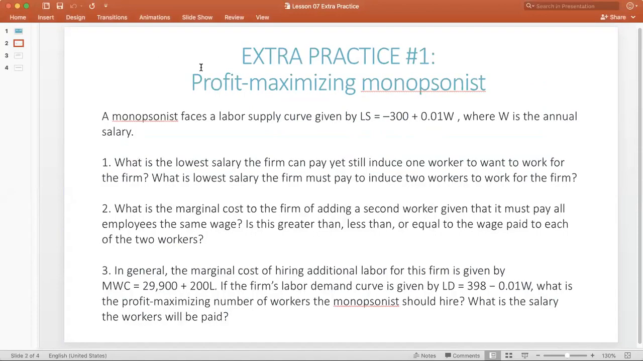It talks about a profit-maximizing monopsonist. A monopsonist faces a labor supply curve given by LS equals negative 300 plus 0.01 W, where W is the annual salary. The first question asks, what is the lowest salary the firm can pay yet still induce one worker to want to work for the firm? And then, what is the lowest salary the firm must pay to induce 2 workers to work for the firm?